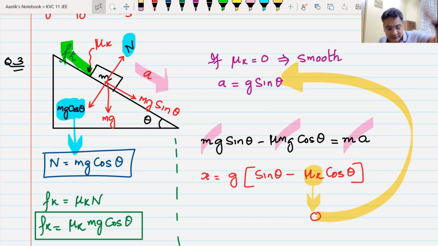Now, you know that when this body is moving down, the acceleration we had found out was g times sine theta minus mu k cos theta. Do we remember this, everyone? Remember this because this is going to come many times. Many times it is going to come when the body will roll also, then this will also come, and you will see the difference between what is happening here and what is happening there. So remember this. Someone told me that the body will remain at rest.